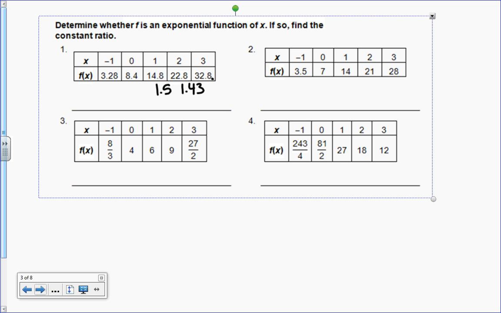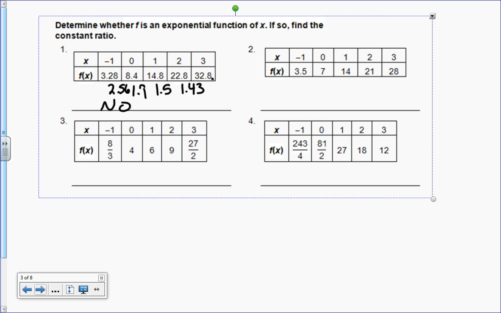Let me make sure I did that right. 32.8 divided by 22.8. Okay, then we go 14.8 divided by 8.4, and we get 1.76. And then we got 8.4 divided by 3.28, and we get 2.56. So for this one, I would say no. Number one. Our ratios are not the same. Go to the next one.